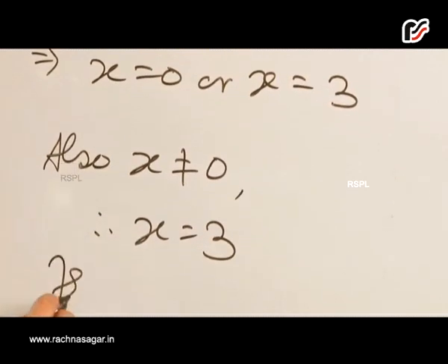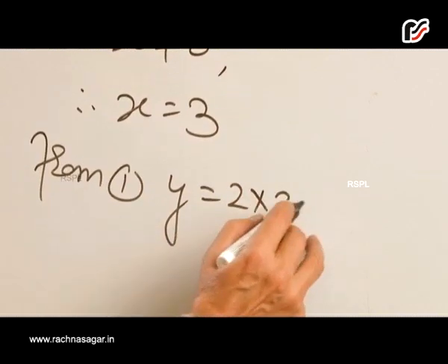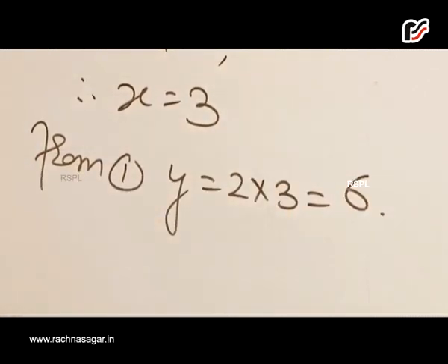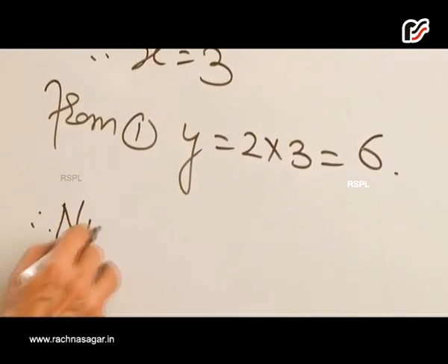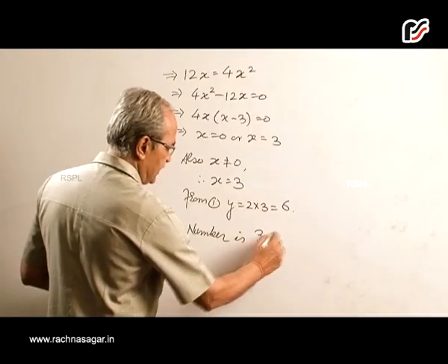So from 1, y equals 2 into 3, that is 6. Therefore, the number is 36.